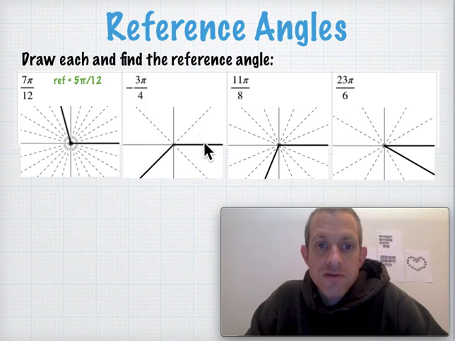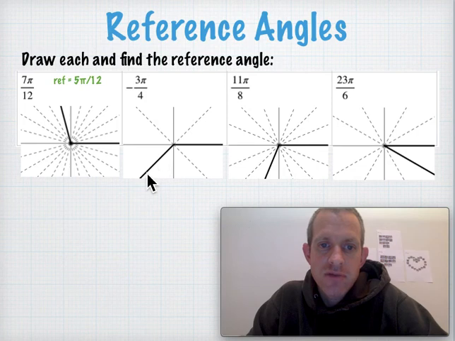For negative 3 pi fourths, cut one half plane up into 4 equal pieces that are drawn here, and then count backwards 3 to get negative 3 pi fourths. And what we want to know is how close we are to the nearest x-axis, and so this would be 1/4 of pi.